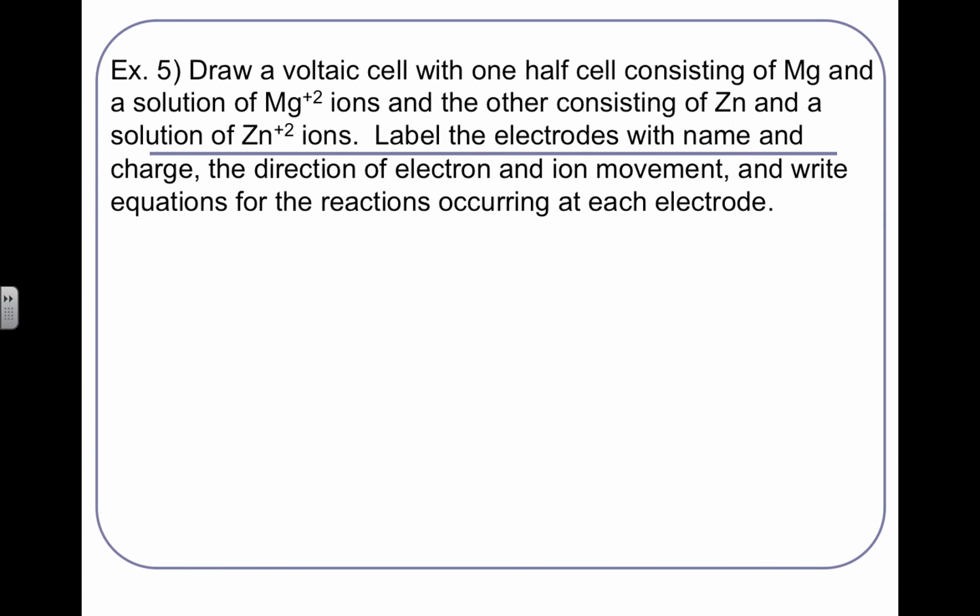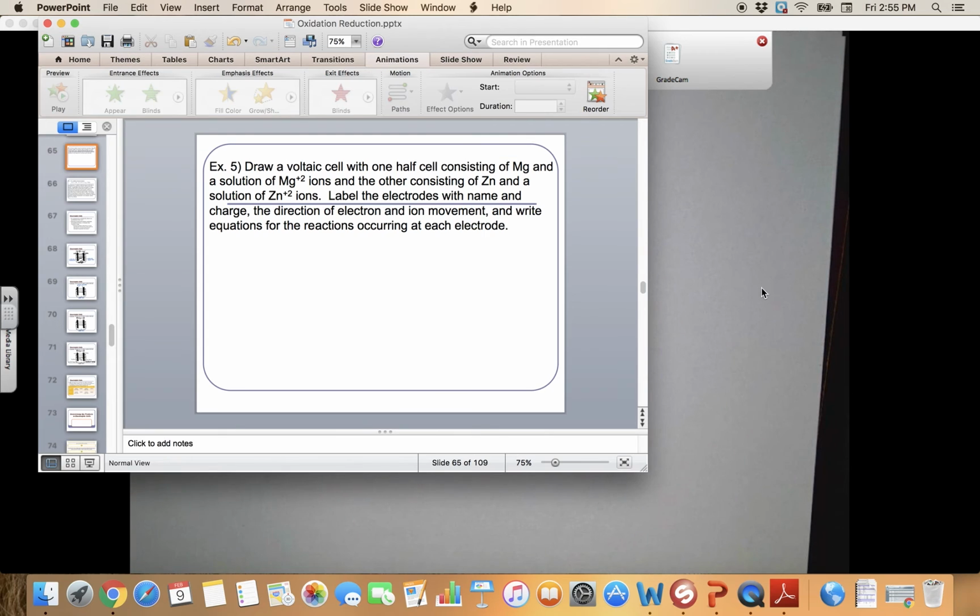Okay, let's look at this next one. It says, draw a voltaic cell with one half cell consisting of magnesium and a solution of magnesium ions, and the other consisting of zinc and a solution of zinc ions. Label the electrodes with the name and charge, the direction of electron and ion movement, and write equations for the reactions occurring at each electrode. So, we're going to do that.